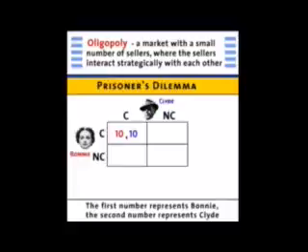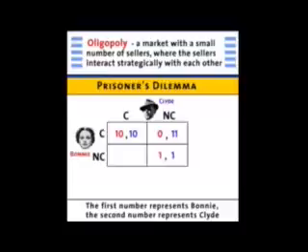Now, if neither of them confesses, then they both go to jail for 1 year. So there's Bonnie's 1 year in jail, and here's Clyde's 1 year in jail. However, if Bonnie confesses and Clyde doesn't, Bonnie goes free because she becomes the state's witness, and Clyde goes to jail for 11 years. Same is true if Clyde confesses and Bonnie doesn't, then Clyde becomes the state's witness, and he goes free, and Bonnie goes to jail for 11 years.